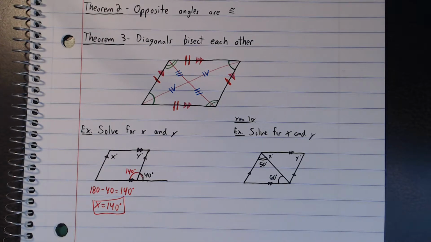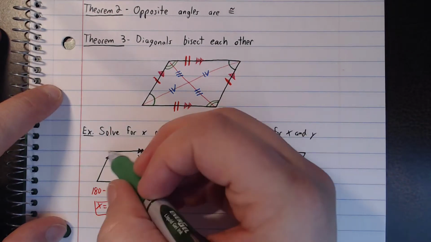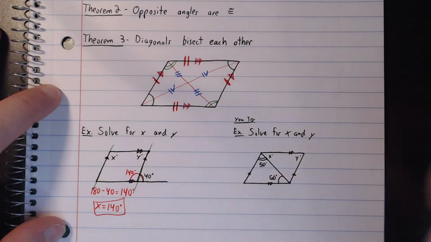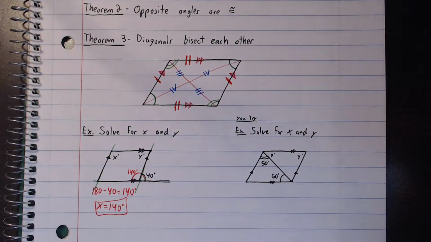Now we want to figure out y. There's a bunch of different ways that we can figure out y. I'm going to show you one that works directly with the definition of parallelogram. We have parallel lines here, right? And we have this line that cuts through both that we call the transversal.